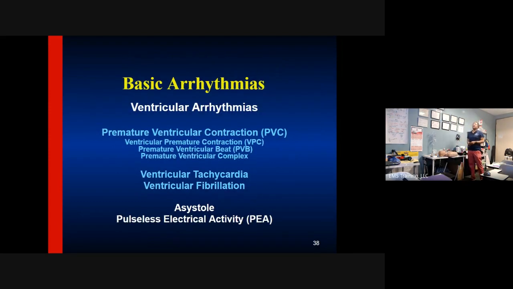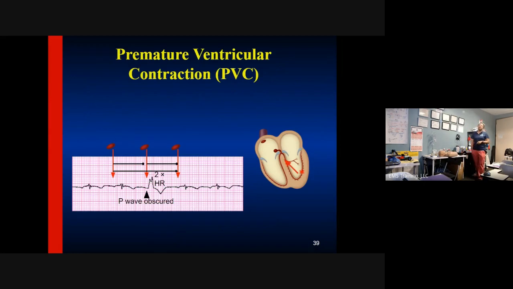All right. Ventricular arrhythmias. We have premature ventricular contractions, ventricular tachycardia, VFib, asystole, and pulseless electrical activity on our next slide. All right. So in a premature ventricular contraction, as we talked about in premature atrial contractions, you can have a wide complex beat that's going to interrupt the regularity of the EKG, and it's going to throw it off. Same thing with the PACs.